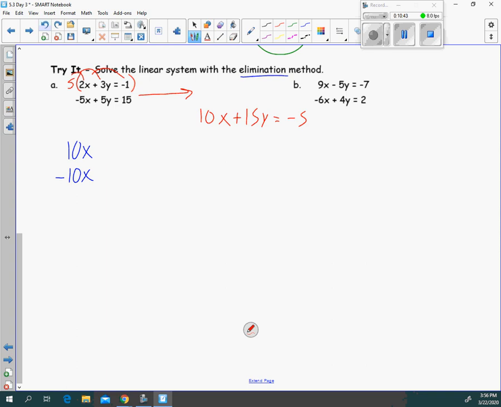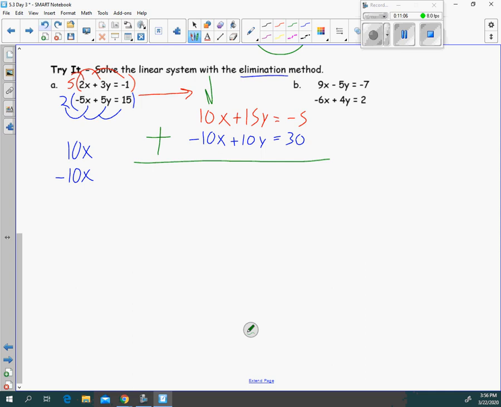Okay? And over here, to make that bottom one negative 10x, I'm just going to times it by 2. And that distributes out. So therefore, I get negative 10x plus 10y equals 30. And now we're smooth sailing. We have opposites. We're going to add them up.